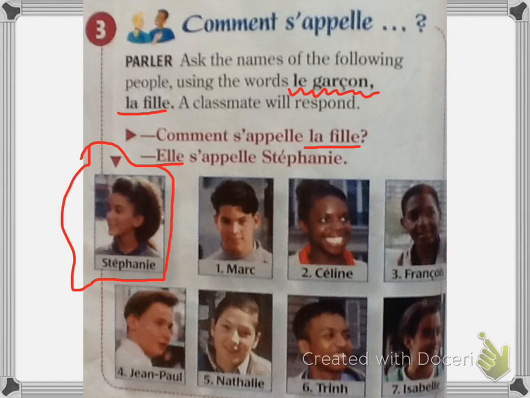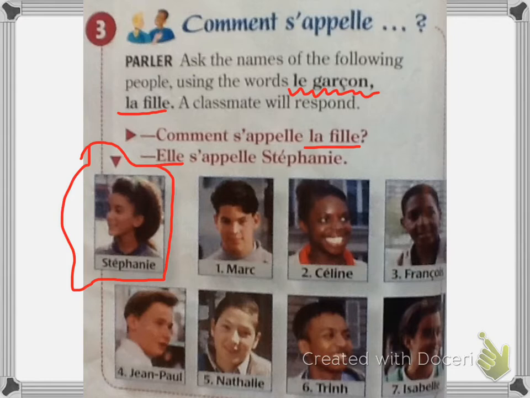Comment s'appelle la fille? Elle s'appelle Céline. Numéro 3, François. Comment s'appelle le garçon? Il s'appelle François. 4. Jean-Paul. Comment s'appelle le garçon? Il s'appelle Jean-Paul. Numéro 5, Nathalie. Comment s'appelle la fille? Elle s'appelle Nathalie.